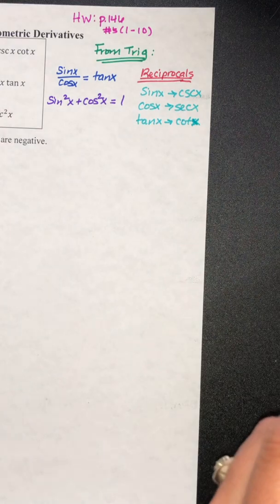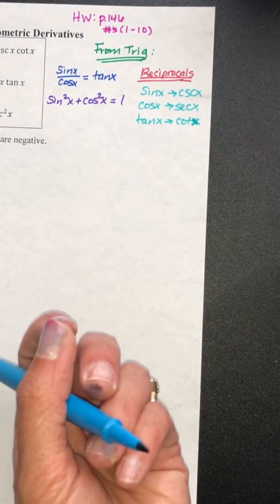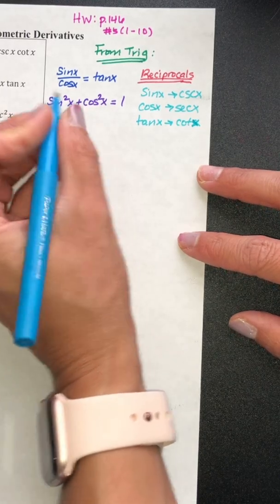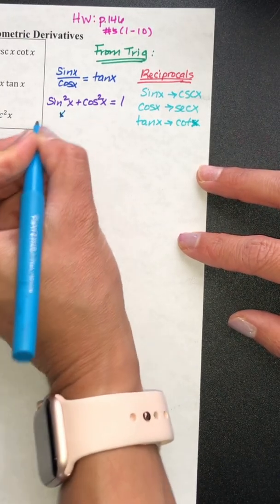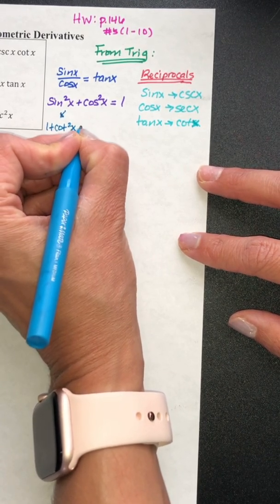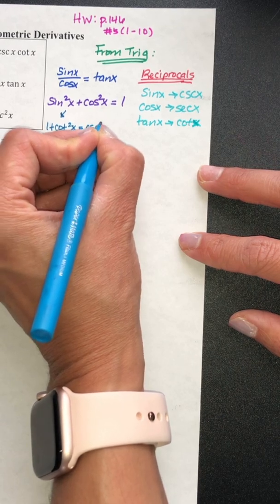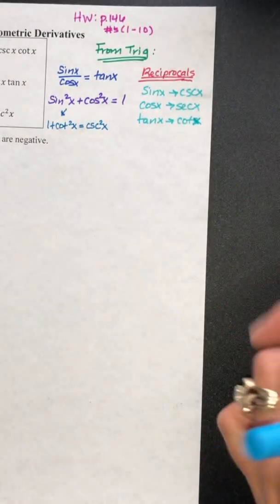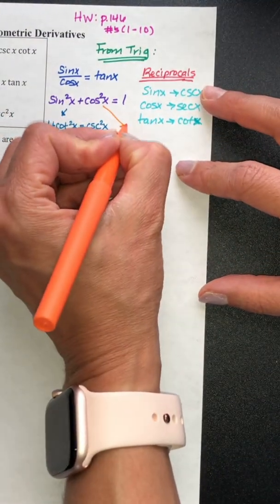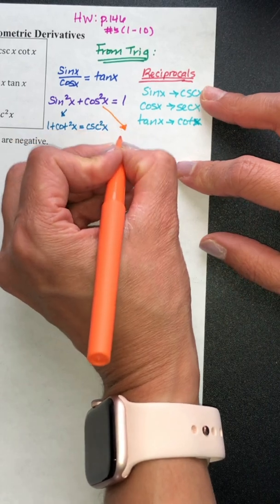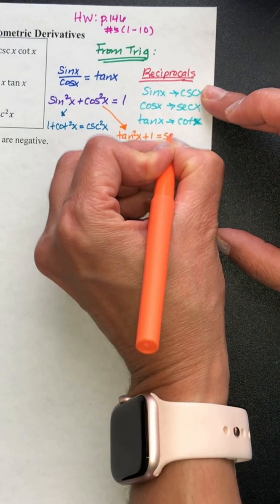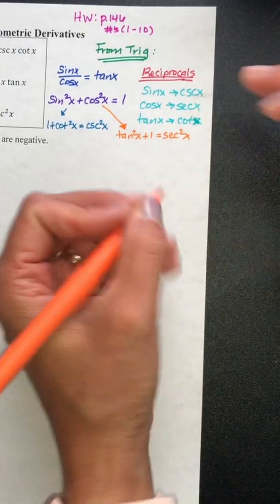And from that, when we rearrange things and divide everything by sine squared or divide everything by cosine squared, we would get two other identities that help us out. One of them was 1 plus cotangent squared of x equals cosecant squared of x. That was one of them that we derived from the Big Kahuna. The other one that we derived from the Big Kahuna was tangent squared of x plus 1 equals secant squared of x.